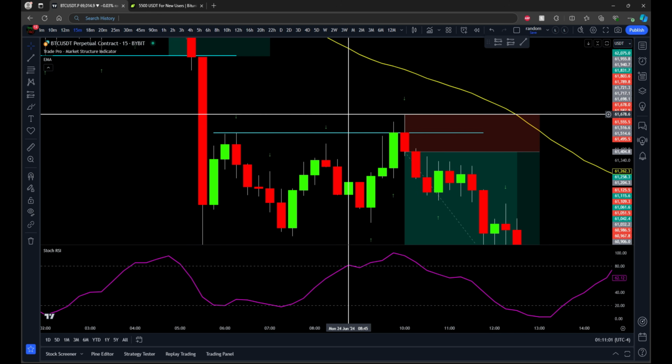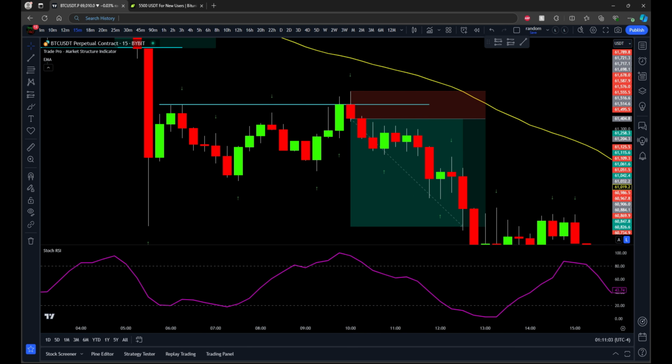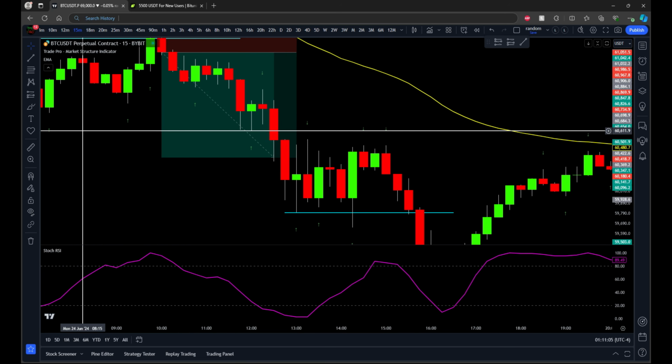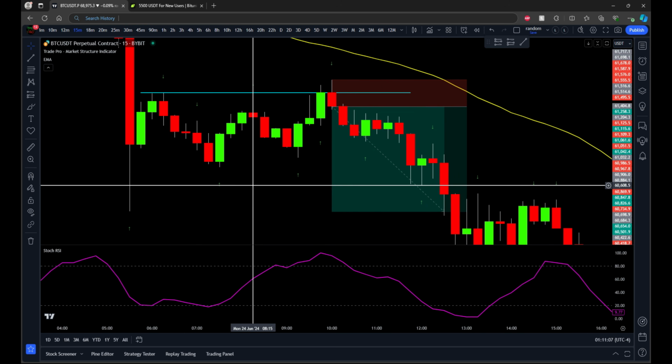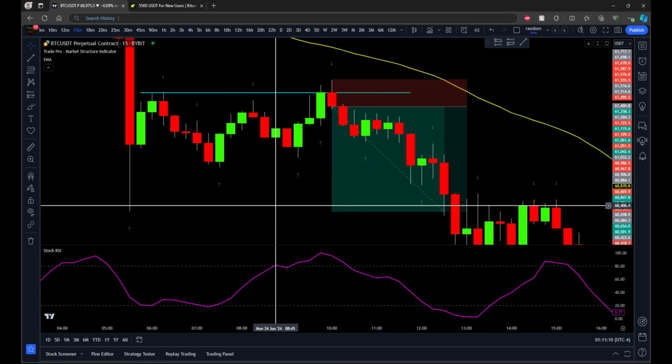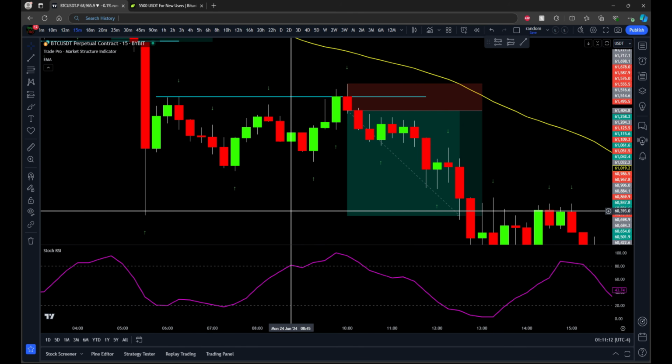Okay. Here's another one. So I'm just going to go through just this one more example, and then we're going to go into some long positions so you guys can understand both sides of the trade.